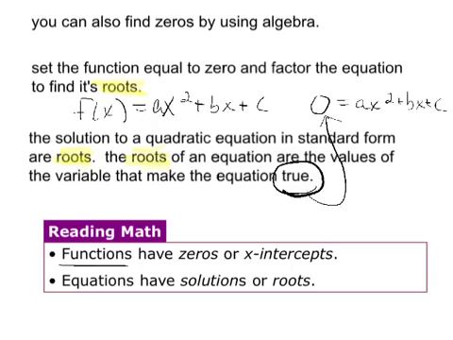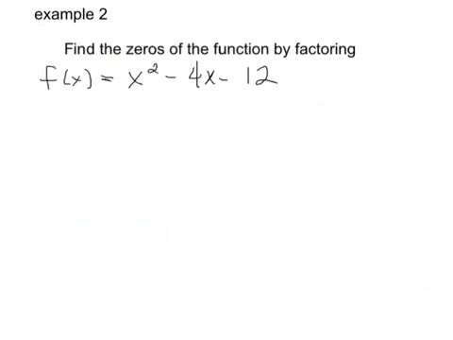Functions have zeros or x-intercepts. Equations have solutions or roots. It's just a different terminology, but essentially the same thing. So we're going to find the zeros of this function by factoring. First I'm going to set it equal to 0. And factoring is going to take some practice because it's been a while since we've done it.